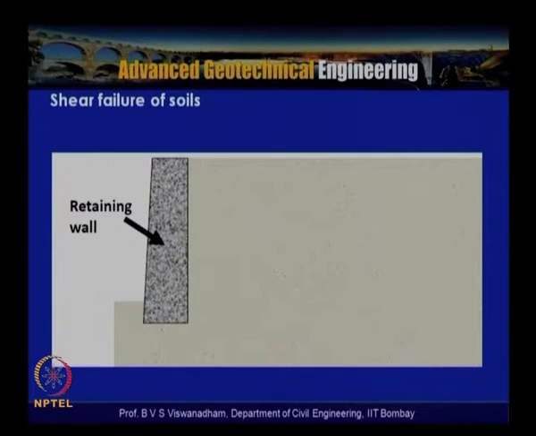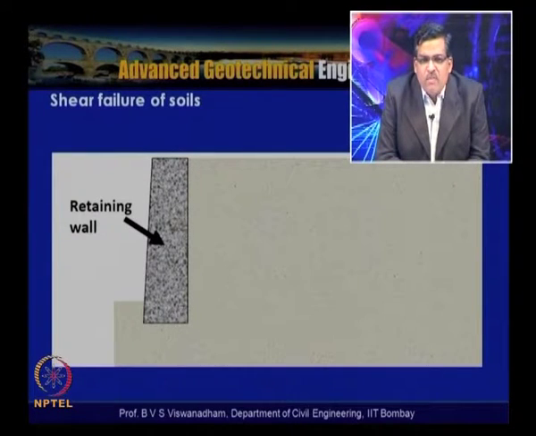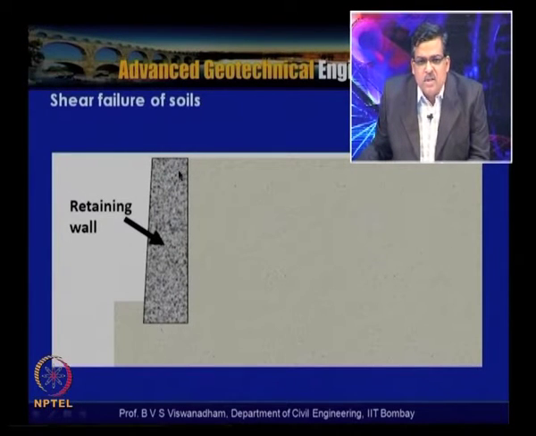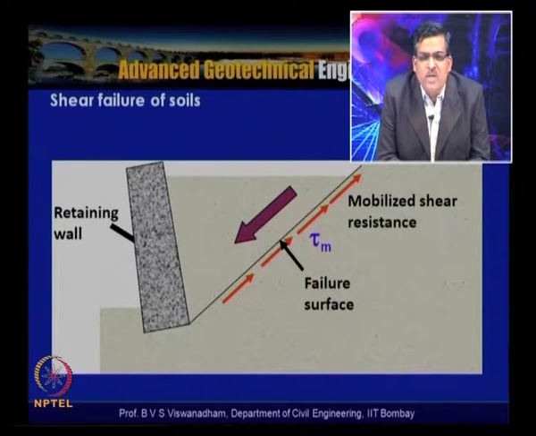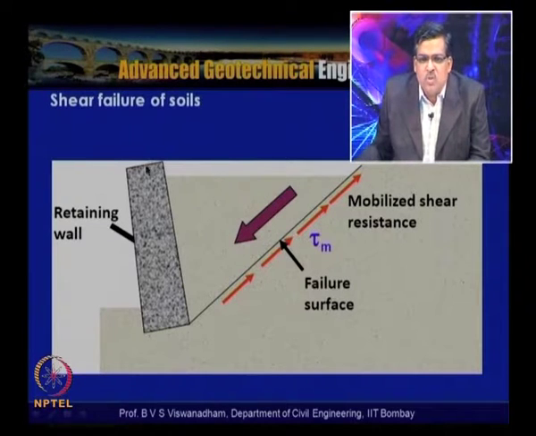Consider another example, a retaining wall, when the retaining wall moves away from the backfill. This is the backfill, and this is a typical retaining wall, subjected to active earth pressure conditions, with the wall moving away from the backfill. In that case, the failure wedge is countered by the mobilized shear resistance along the failure surface, which is shown here.